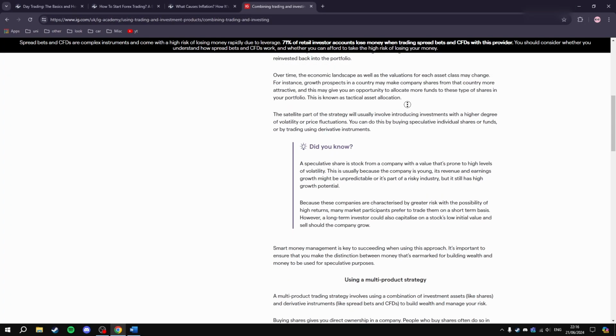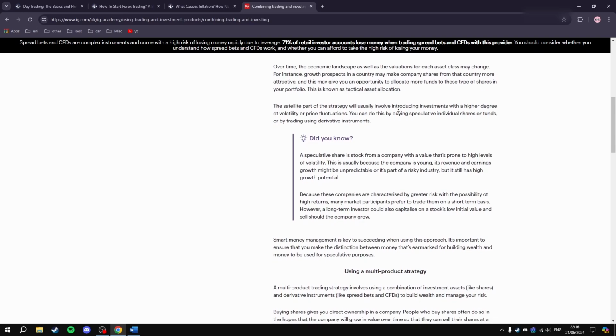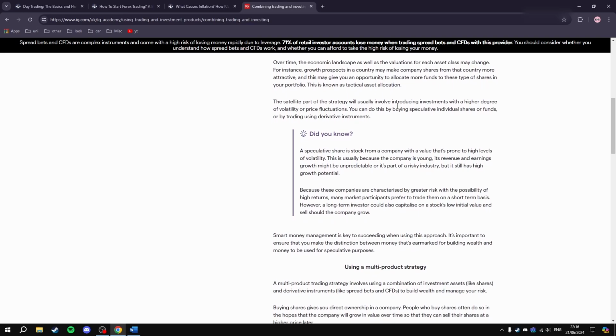Over time, the economic landscape as well as the valuations of each asset class may change. For instance, growth prospects in a country may make company shares from that country more attractive, and this may give you the opportunity to allocate more funds to these types of shares in your portfolio. This is known as tactical asset allocation.